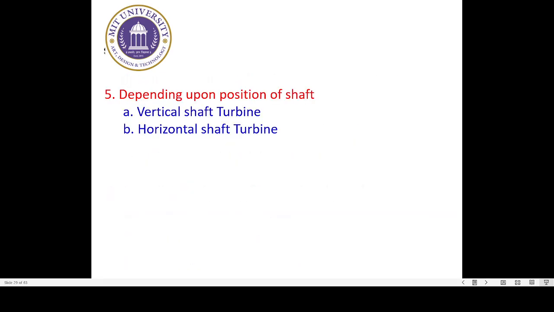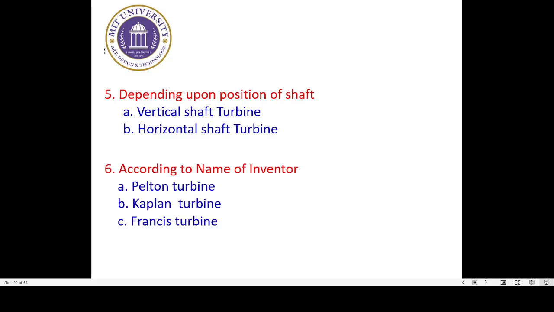We can also classify on the criterion of how the shaft of the turbine is placed, that is, the position of the shaft. They can be either vertical shaft turbines or horizontal shaft turbines. We will see in the upcoming diagrammatic arrangements the position of the vertical as well as the horizontal shaft for the turbine. And depending upon the name of the inventor who invented that particular hydraulic turbine: Pelton turbine, Kaplan turbine and Francis turbine.